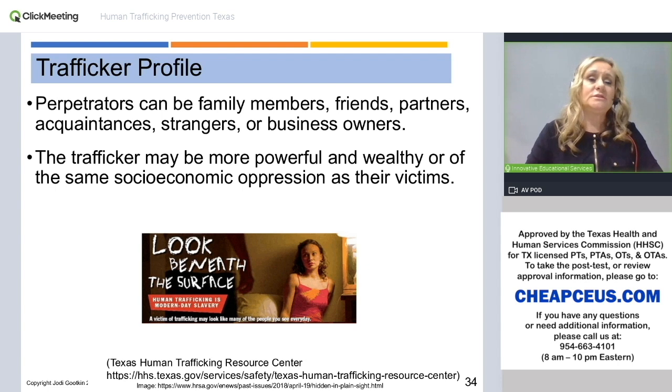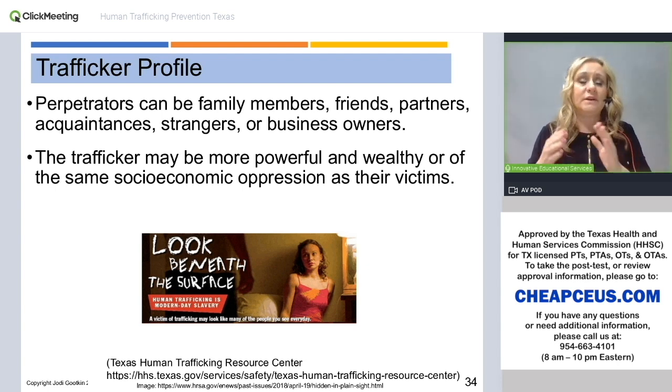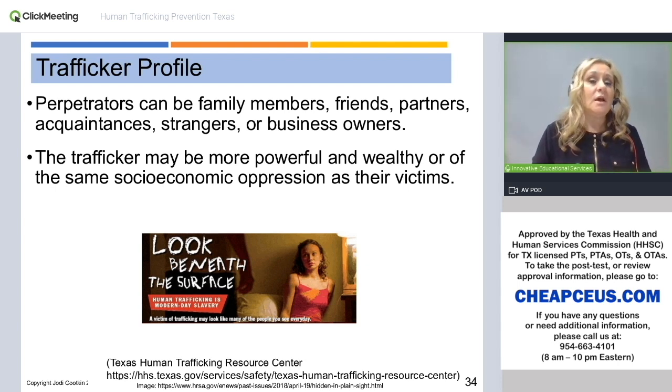The perpetrators of human trafficking are varied. Just like there's no one profile of a victim, there's no one profile of the individual who's the trafficker. They may be of the same socioeconomic class as the victim, or there may be a power and financial differential. It's unfortunate to hear that individuals who are family members, loved ones, partners, they may be the one putting that other person into the trafficking situation.